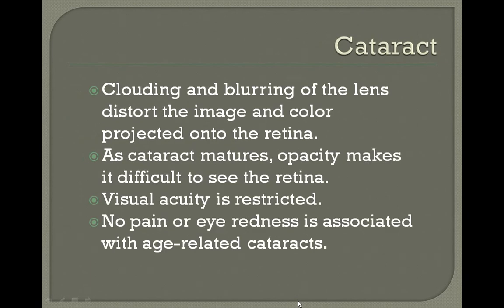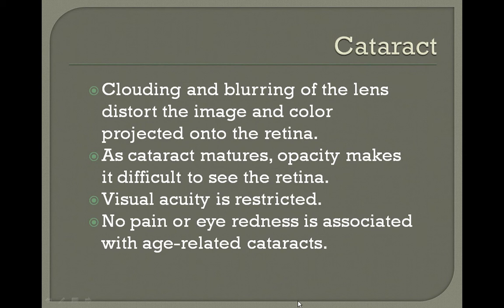Okay, to begin with, let's talk about cataracts. First, we need to go back to what the purpose of the lens of the eye is. Again, the lens of the eye is behind the iris. The function of the lens is to bend light rays so that they fall onto the retina.